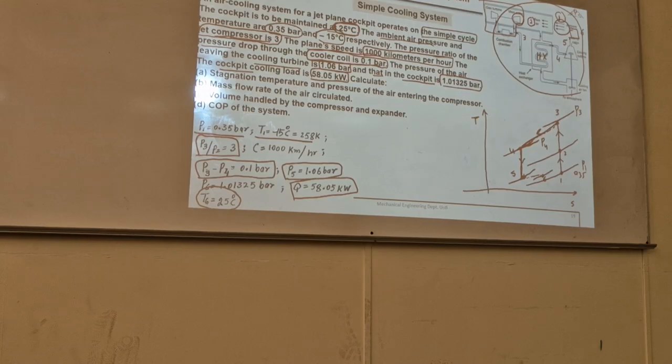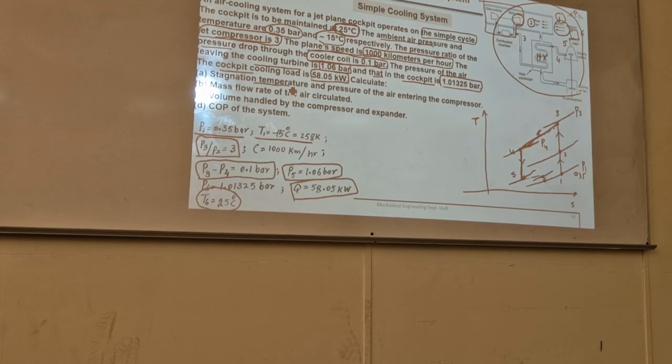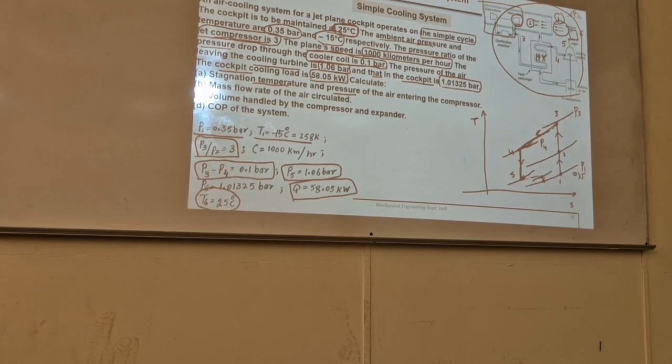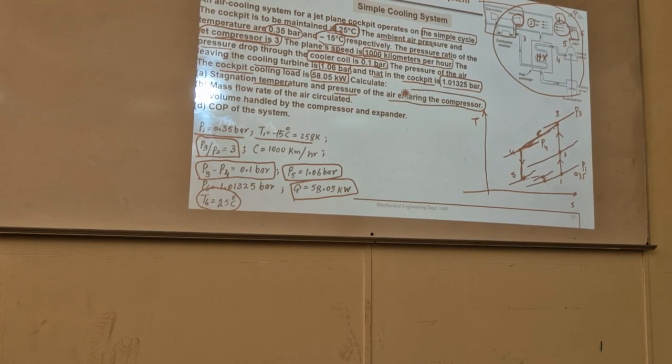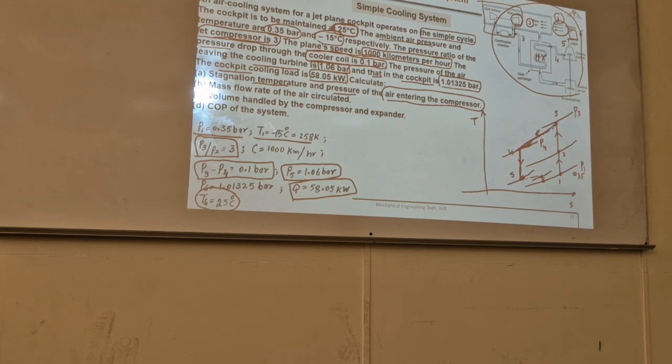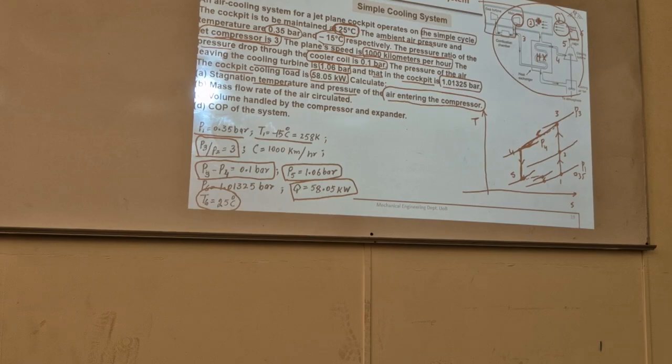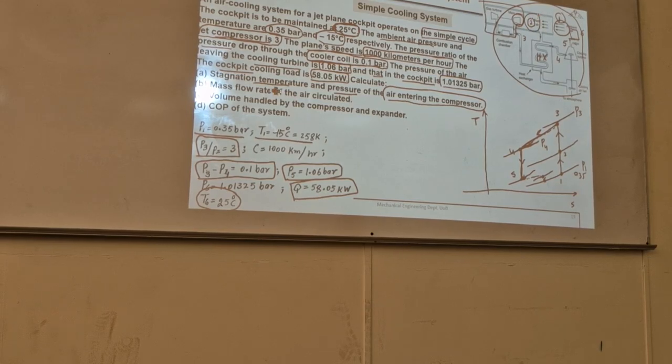Calculate the stagnation temperature and pressure of the air entering the compressor. If you have gone through the previous lecture video, then you know what this is. If not, then I have to explain a little bit here. Where is the entry of the compressor? Point 2, yes. So we need to calculate this point 2 temperature and pressure, known as stagnation.